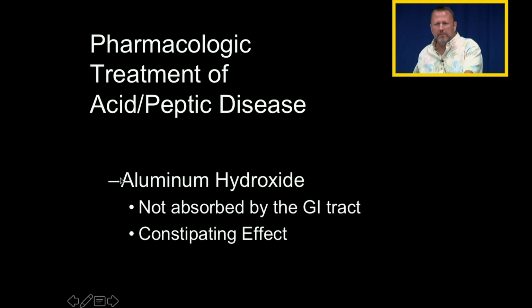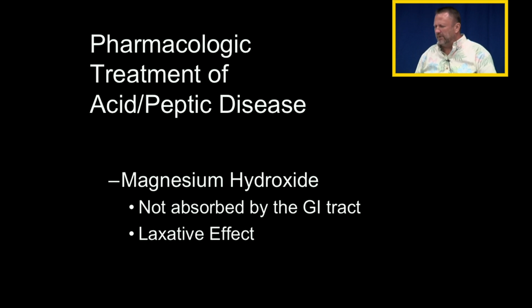Aluminum, like aluminum bats, make things harder. And so aluminum hydroxide, it's not absorbed by the gastrointestinal tract either, but it has a constipating effect. And so this is important, especially when you take care of postoperative patients or anybody with some kind of bowel problem. And they're like, oh, well, I take this antacid at home. It really works for me.